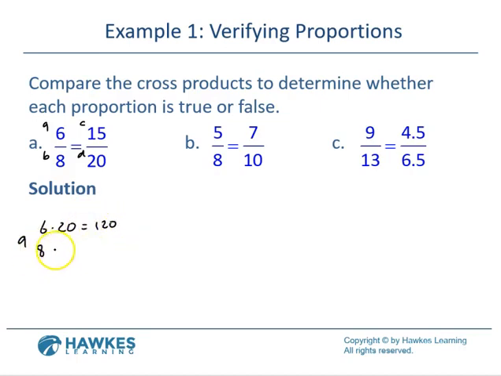Then I've got 8 times 15. What is that going to be? That once again equals 120. So yes, right here I have a proportion. So let's do the next one.